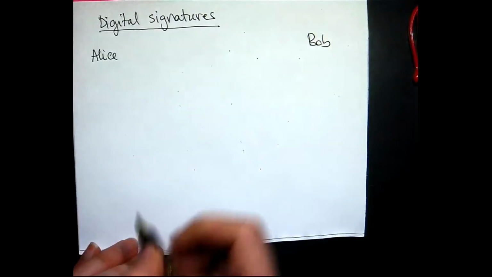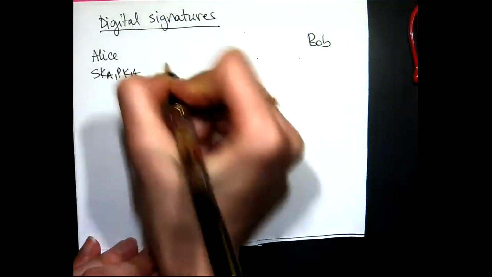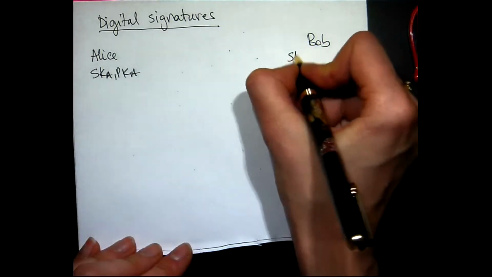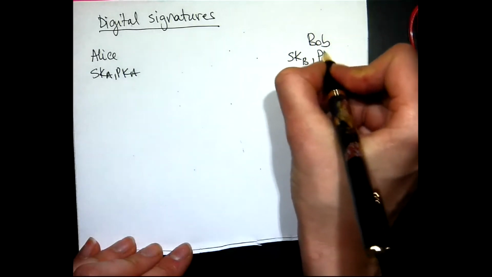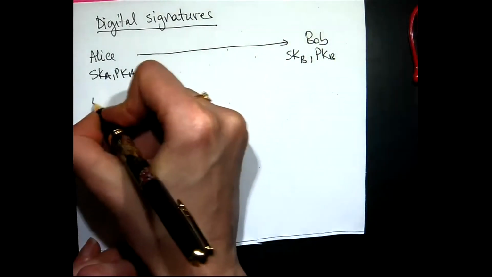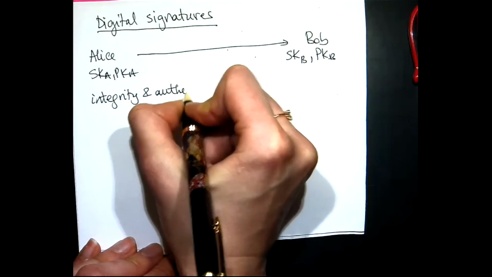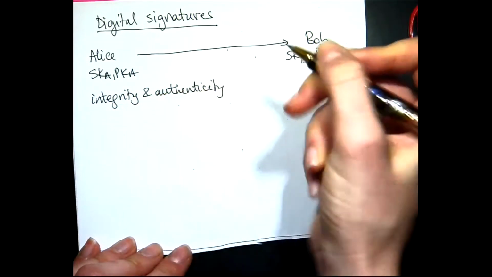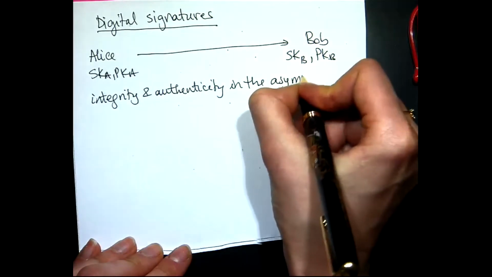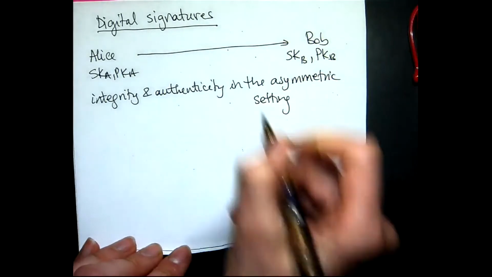So you have, again, Alice and Bob. And Alice has her secret key and public key, just like with public key encryption, the same thing shows up for digital signatures. And Bob has his secret key and his public key. And here we're concerned with integrity and authenticity in the asymmetric setting. So we're not concerned with confidentiality.